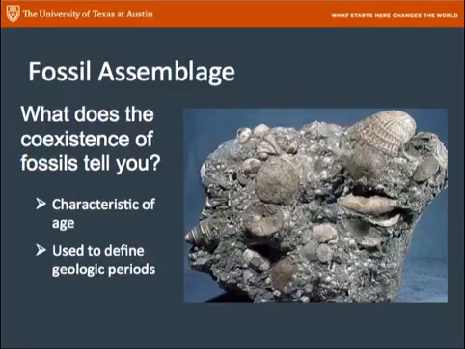A fossil assemblage is a coexistence of different fossils that are together in the same rock. In this rock you can see things that look like starfish, you can see things that look like clams, things that look like oysters. An assemblage of fossils can be a very useful thing to tell you something about the geologic time because they can be characteristic of a certain age or a certain environment. They can be used quite well to define geologic periods, and quite commonly that is how we define geologic periods, by the group of fossils, not just one, but the ones that live together or coexist during that time.